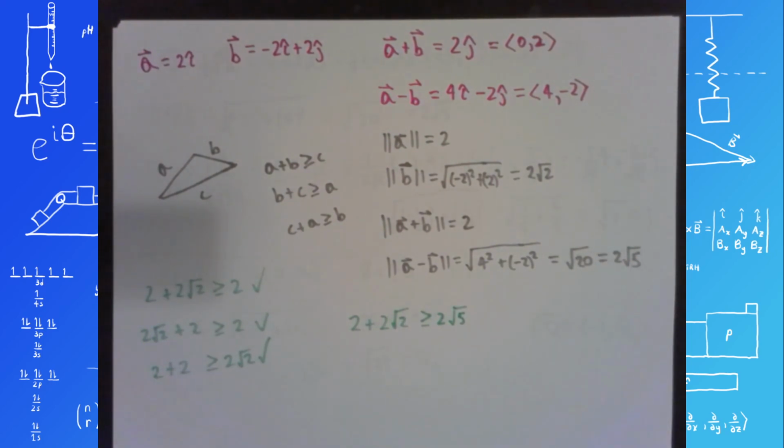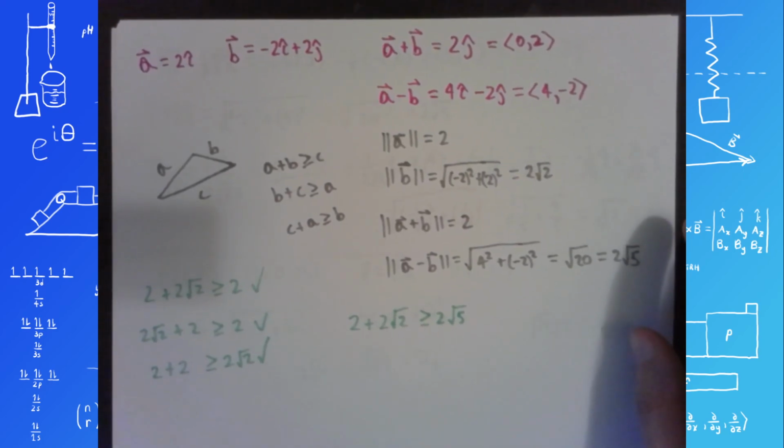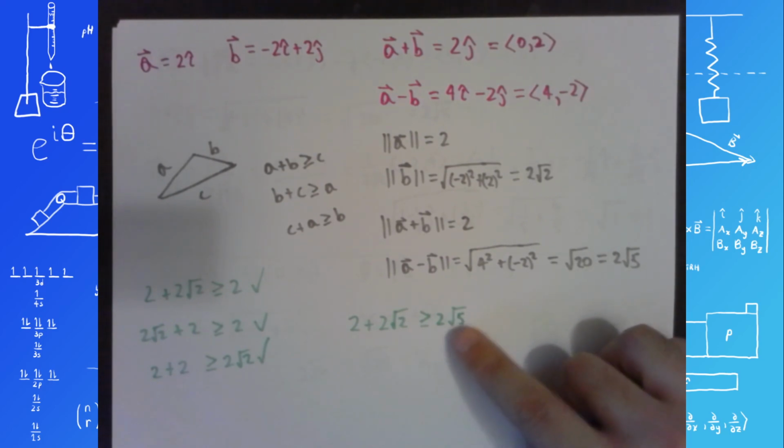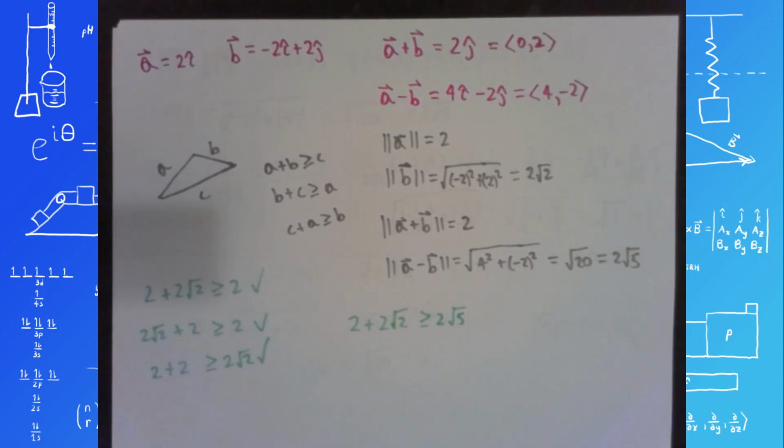Let's see, 2 plus 2 root 2 versus 2 root 5. I guess this one is trickier without a calculator, but I still argue that it can be done. So 2 plus 2 root 2, well, it's a little more than 4. But 2 root 5 is also a little more than 4 because root 5 is more than root 4. If it was 2 root 4, it would have been 4, so 2 root 5 is a little more than 4.